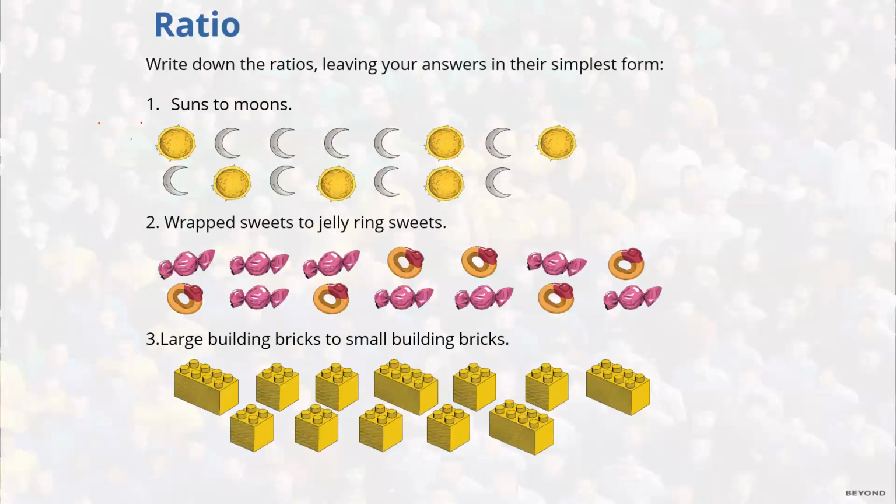6 suns, you sure there are 6 suns? Let's count. 1, 2, 3, 4, 5, and 6. Very good. There are 6 suns. And how many moons? 9. 6 to 9. So that's 1, 2, 3, 4, 5, 6, 7, 8, and 9. So 6 to 9.